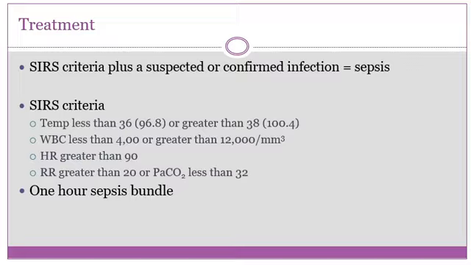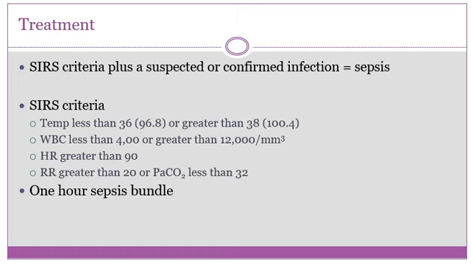So your temp can be less than 36 or greater than 38. So see why I asked you to learn 36 to 38. Your white count is less than 4, greater than 12. Why would somebody who has an infection have a white count less than 4? I'm giving you a minute to think about that. So there's 2 reasons. One is they're immunosuppressed, so they don't have a high white count to start with, or the fact that they have used up all their WBCs fighting this infection.